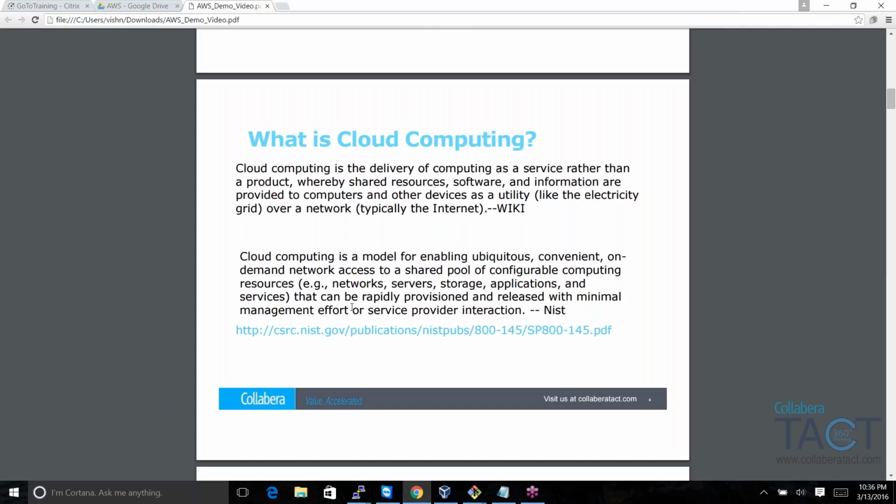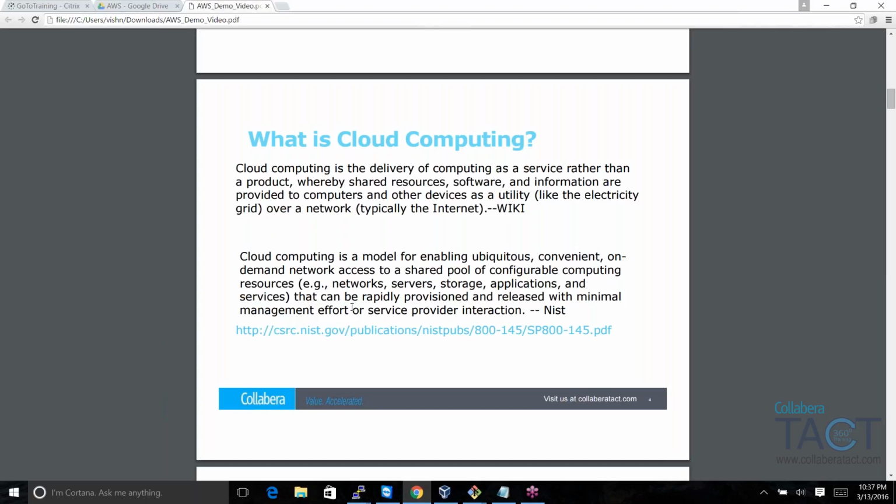Cloud computing is a model for enabling ubiquitous, convenient, on-demand network access to a shared pool of configurable computing resources, for example networks, servers, storage, applications, and services, that can be rapidly provisioned and released with minimal management effort or service provider interaction. So what this definition is basically saying is, cloud computing is a model where a service provider will provide you access to a pool of shared resources, right? There are shared resources which are being hosted by the cloud service provider.